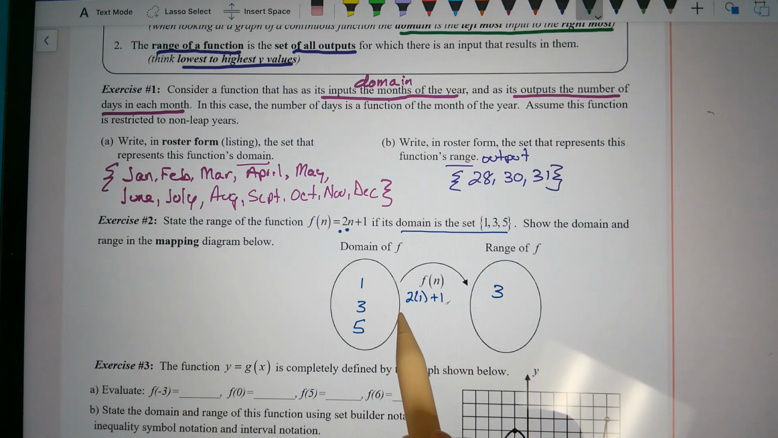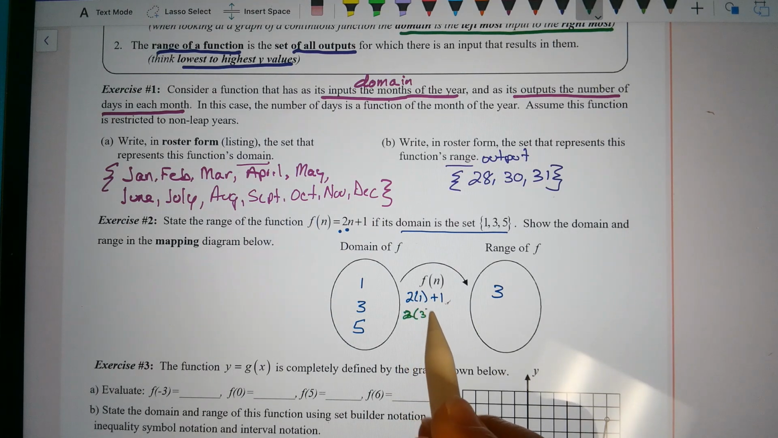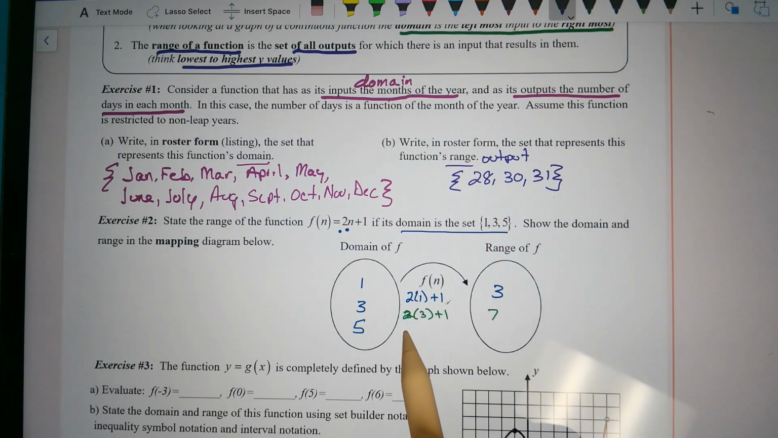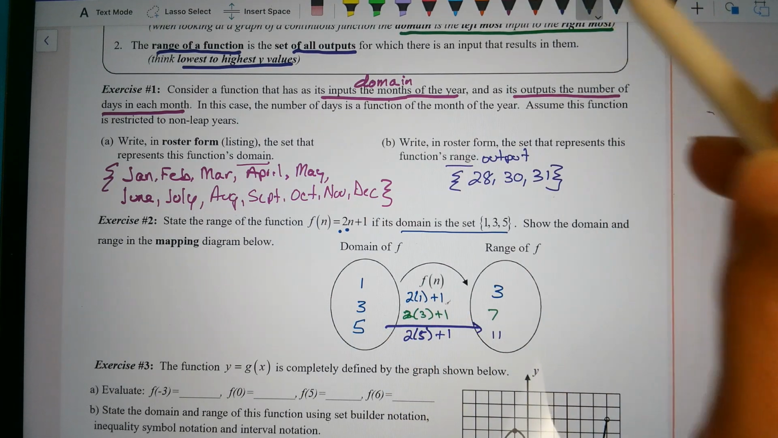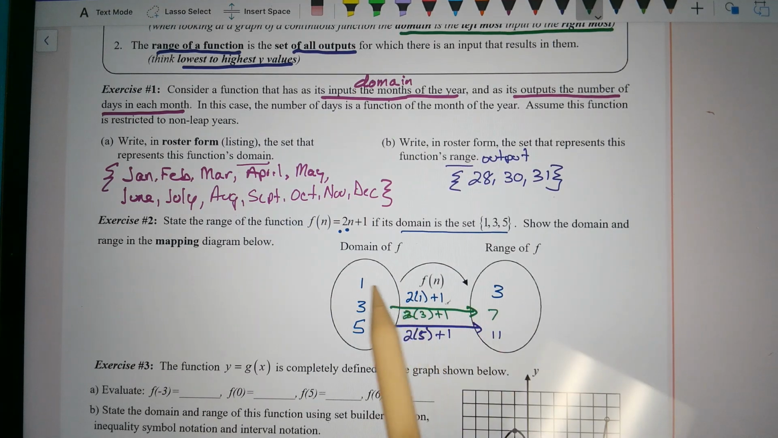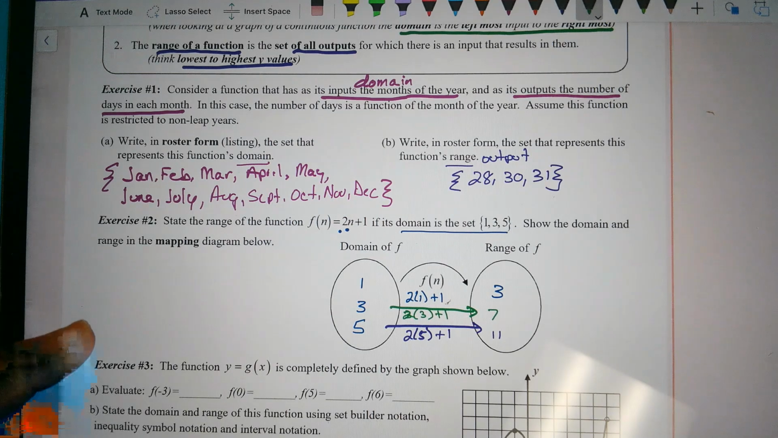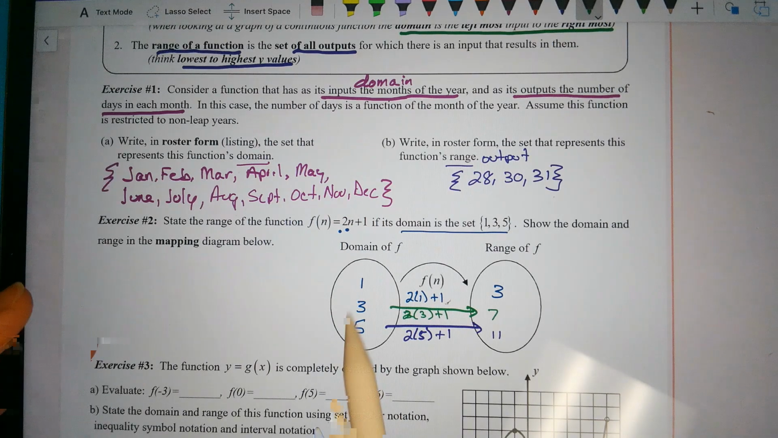An input of 3: 2 times 3 is 6, plus 1 is 7. And an input of 5: 2 times 5 is 10, plus 1 is 11. So 5 maps to 11. 3 maps to 7. And 1 maps to 3. So 1, 3, 5 is our domain. 3, 7, 11 is our range.